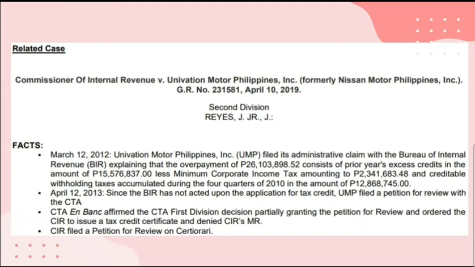The CIR filed a motion for reconsideration, but it was denied. The CIR elevated the case to the CTA en banc, and the latter affirmed the decision of the CTA First Division. The CIR moved to reconsider, but still it was denied. Hence, this petition for review on certiorari before the Supreme Court was filed by the CIR.